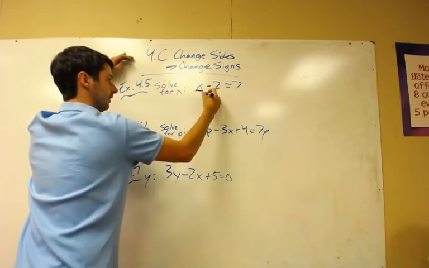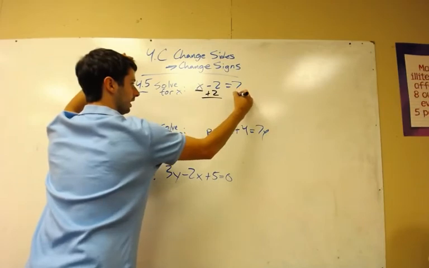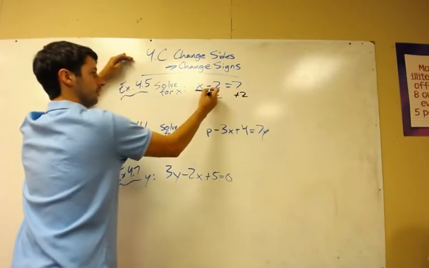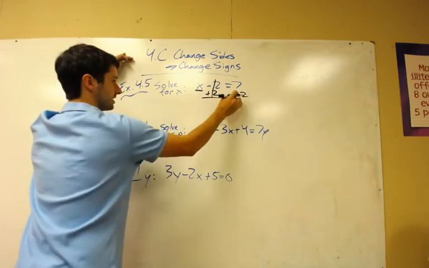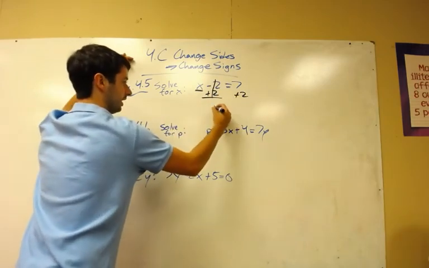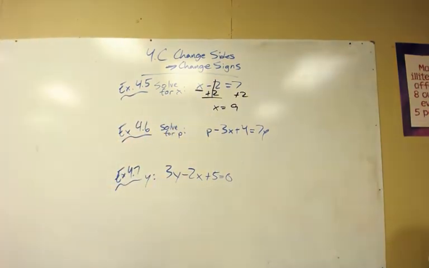So add 2, add 2, see, negative 2, positive 2, now those cancel to be 0. 7 plus 2 is 9, so x equals 9, but we have x by itself. And that's the whole purpose. That's all you're trying to do here.